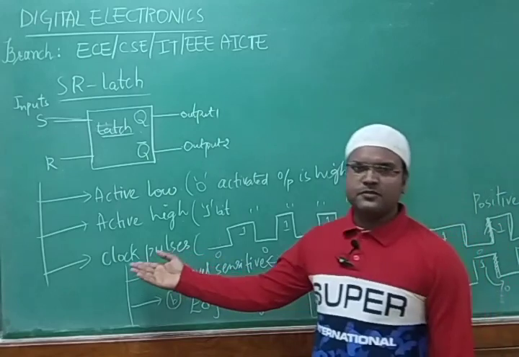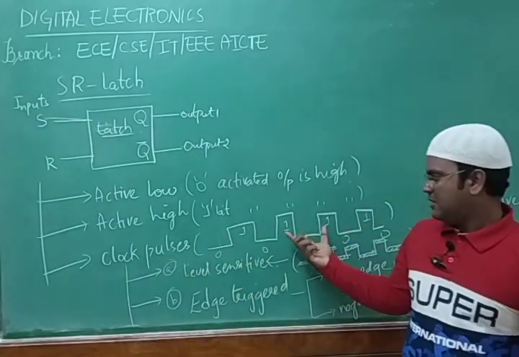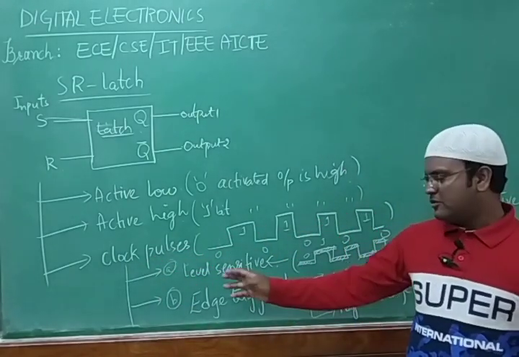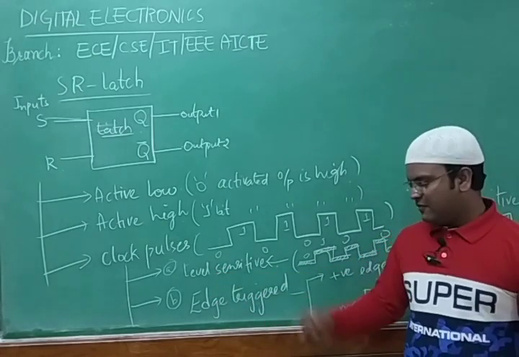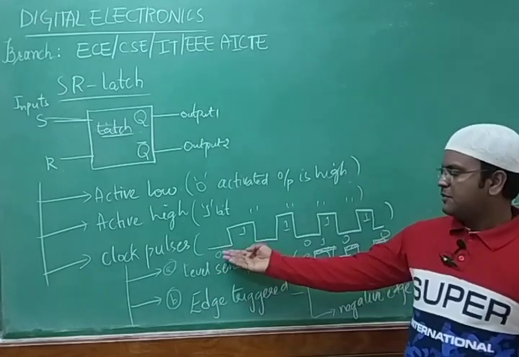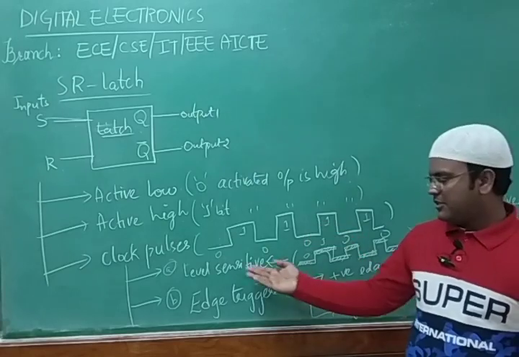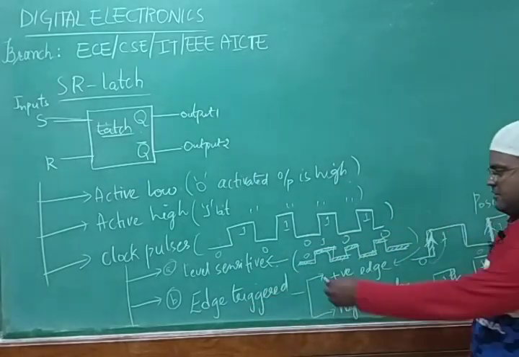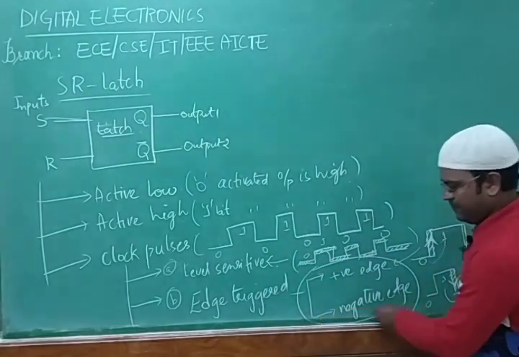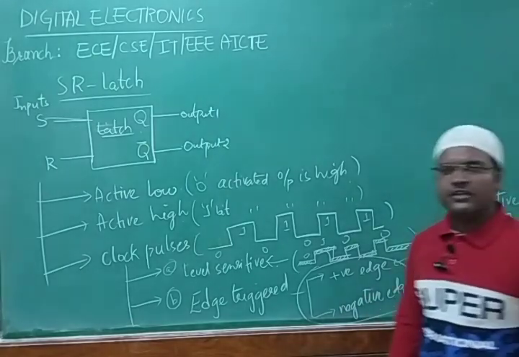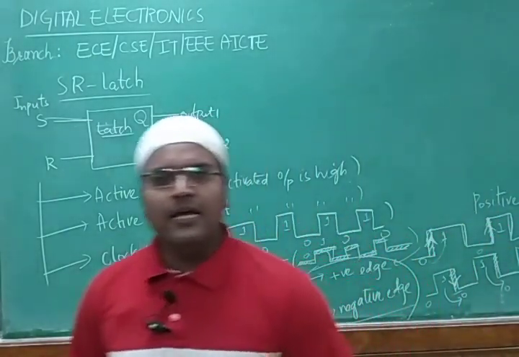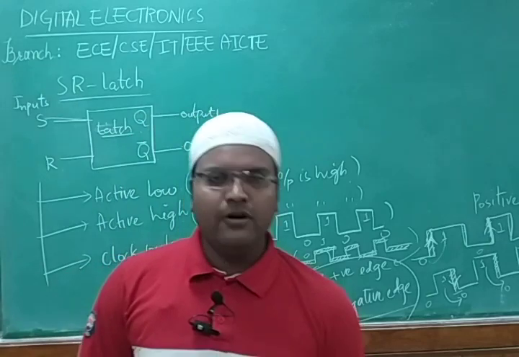Now, clock pulse means giving the clock pulse. This is called a clock pulse. There are two types in that: level sensitive or edge triggered. Level sensitive means these are levels, right? Edge triggered is again two categories, the positive and negative edge. Using these, we are going to design that particular flip-flop or latch.